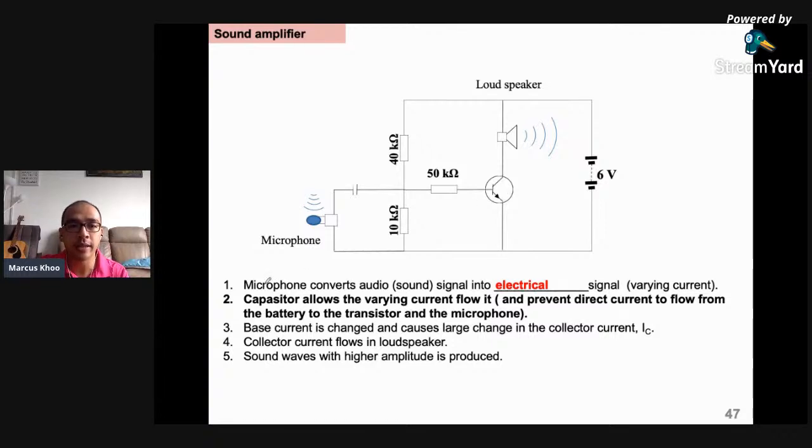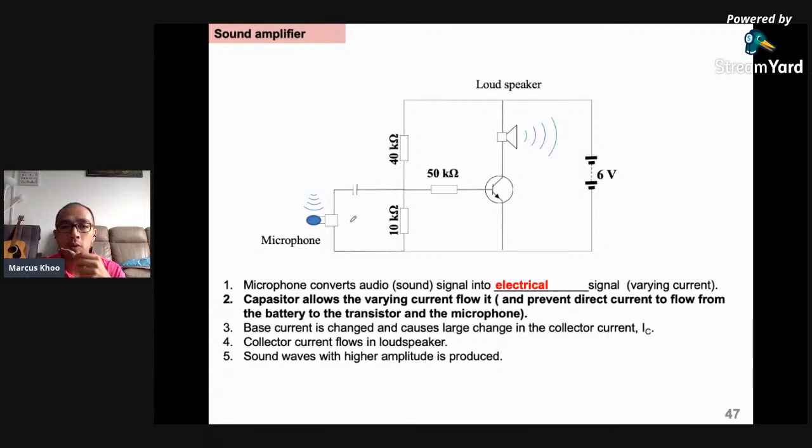And how is this done? So the microphone converts the audio sound, for example this one. It converts it to an electrical signal with changing currents, because your voice is different, or different loudness. So it converts the audio sound into an electrical signal. The capacitor allows the varying current to flow through it and prevents direct current from flowing from the battery to the transistor and the microphone.